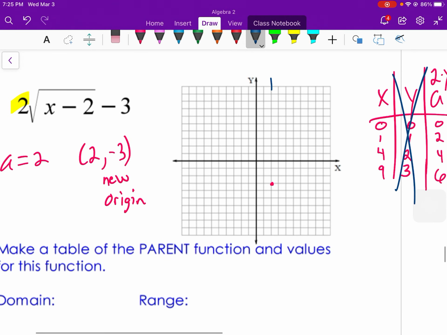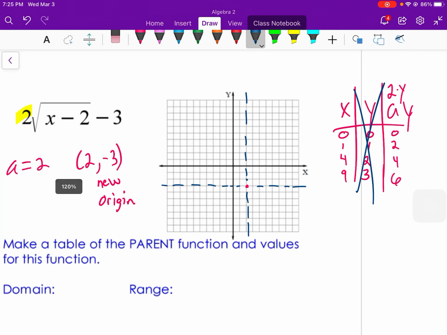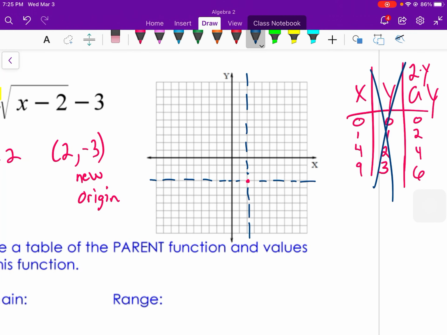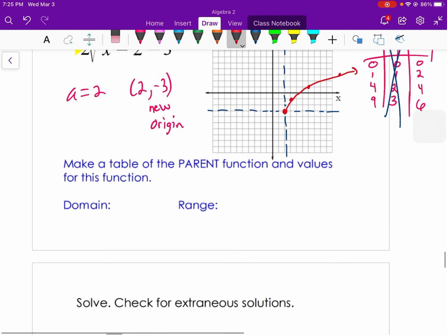We can draw a new xy axis through if we want to emphasize that my new origin is this point. So this is 0, 0, 1, 2. It's 1, 2, 3, 4. 1, 2, 3, 4, and then 9 would just be off. 1, 2, 3, 4, 5, 6. So that's my square root function here.